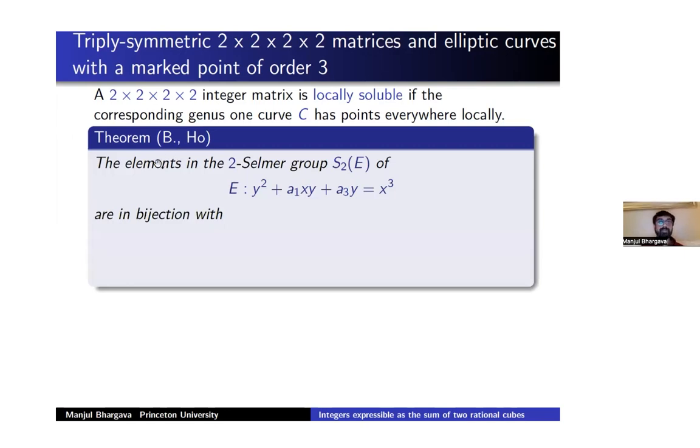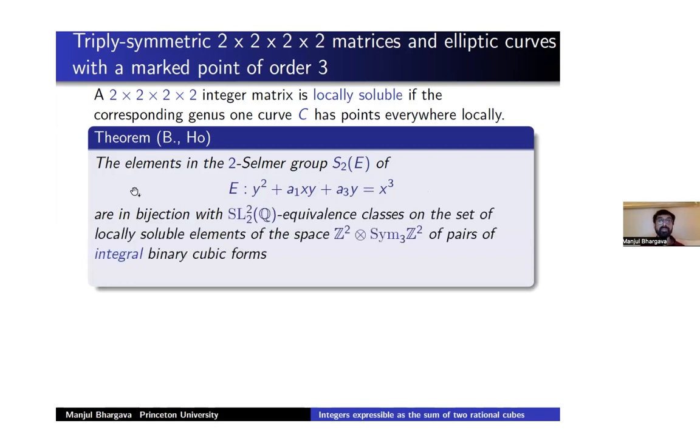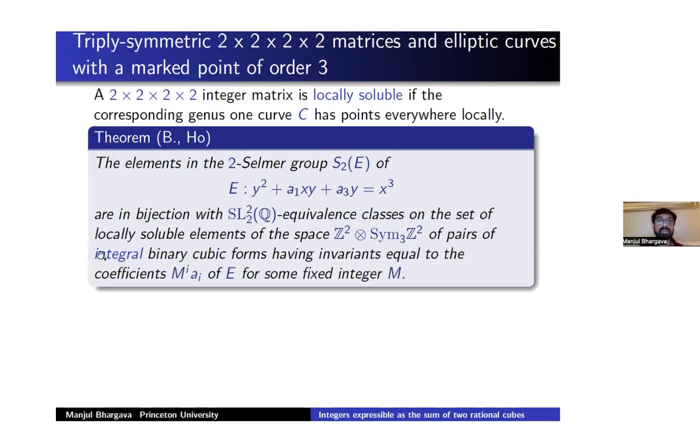And so you get the corresponding corollary that the elements in the two Selmer group of the elliptic curve E, y squared plus A1xy plus A3y equals x cubed, the universal family with the rational three torsion point at (0, 0), are in bijection with SL2(Q) equivalence classes on the set of locally soluble elements of the space Z2 tensor Sym3 Z2 of pairs of integral binary cubic forms having invariants equal to A1 and A3. So we're proving something about the integers now, integer orbits. So the theorem that we prove is that we just restrict to locally soluble elements, and then we get a parameterization of the two Selmer elements of E, where E is of this form. So the two Selmer group S2 of E, with the invariants A1 and A3, is in bijection with equivalence classes on the set of locally soluble elements of the space of pairs of integer binary cubic forms whose invariants match: the A1 corresponds to the A1 invariant on the representation, and the A3 corresponds to the A3 invariant.